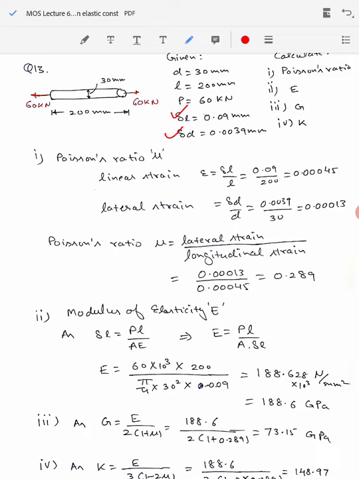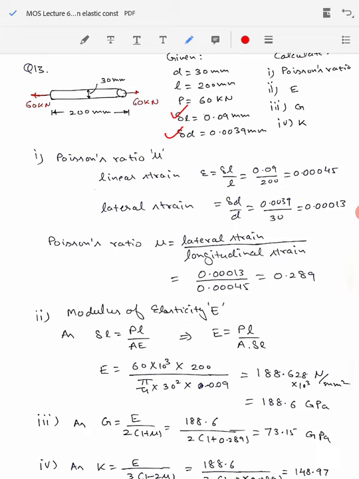So once you have got these data with you, you can calculate the material parameters, and in fact you are asked to calculate the material parameter Poisson's ratio, the moduli of elasticity E, G and K with the help of these parameters that you have measured in the experiment. Let's start first with the Poisson's ratio mu.